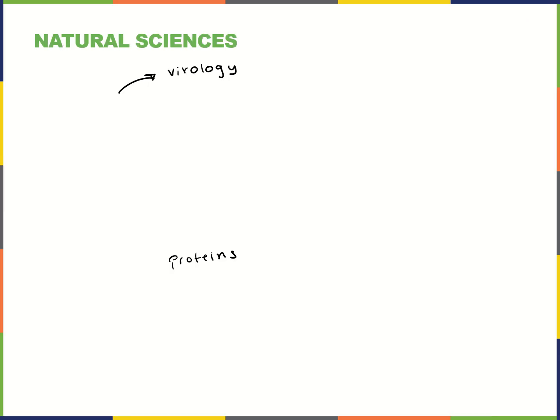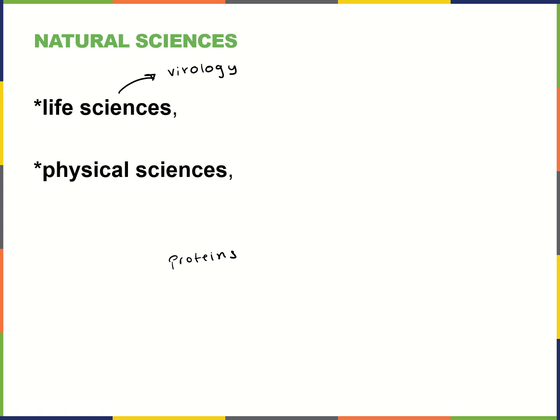Natural sciences, we kind of break these into two categories: life sciences and physical sciences. Life sciences study living things. They include studies like biology. That's not how you spell that. Biology, anatomy.